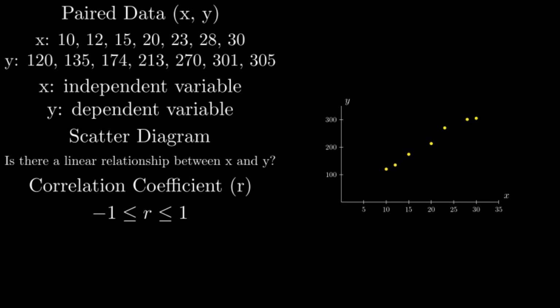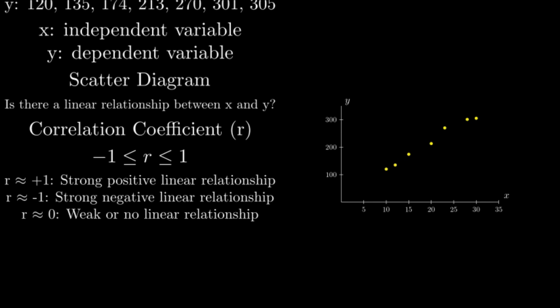The value of R tells us two things: the direction and the strength of the linear relationship. If R is close to +1, it implies a strong positive linear relationship, meaning as x increases, y increases. If R is close to -1, it implies a strong negative linear relationship where y decreases as x increases. And if R is close to 0, it suggests a very weak linear relationship or no linear relationship at all.